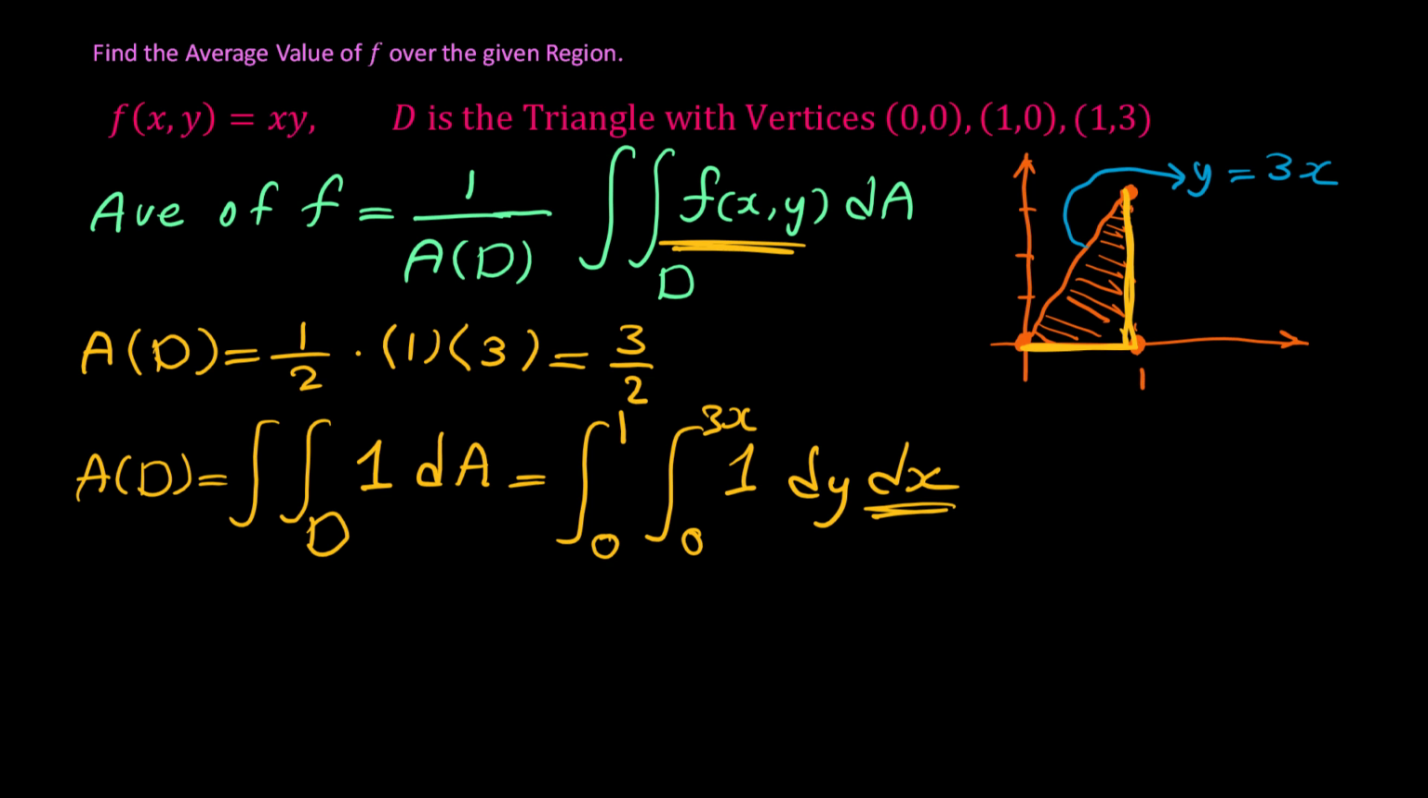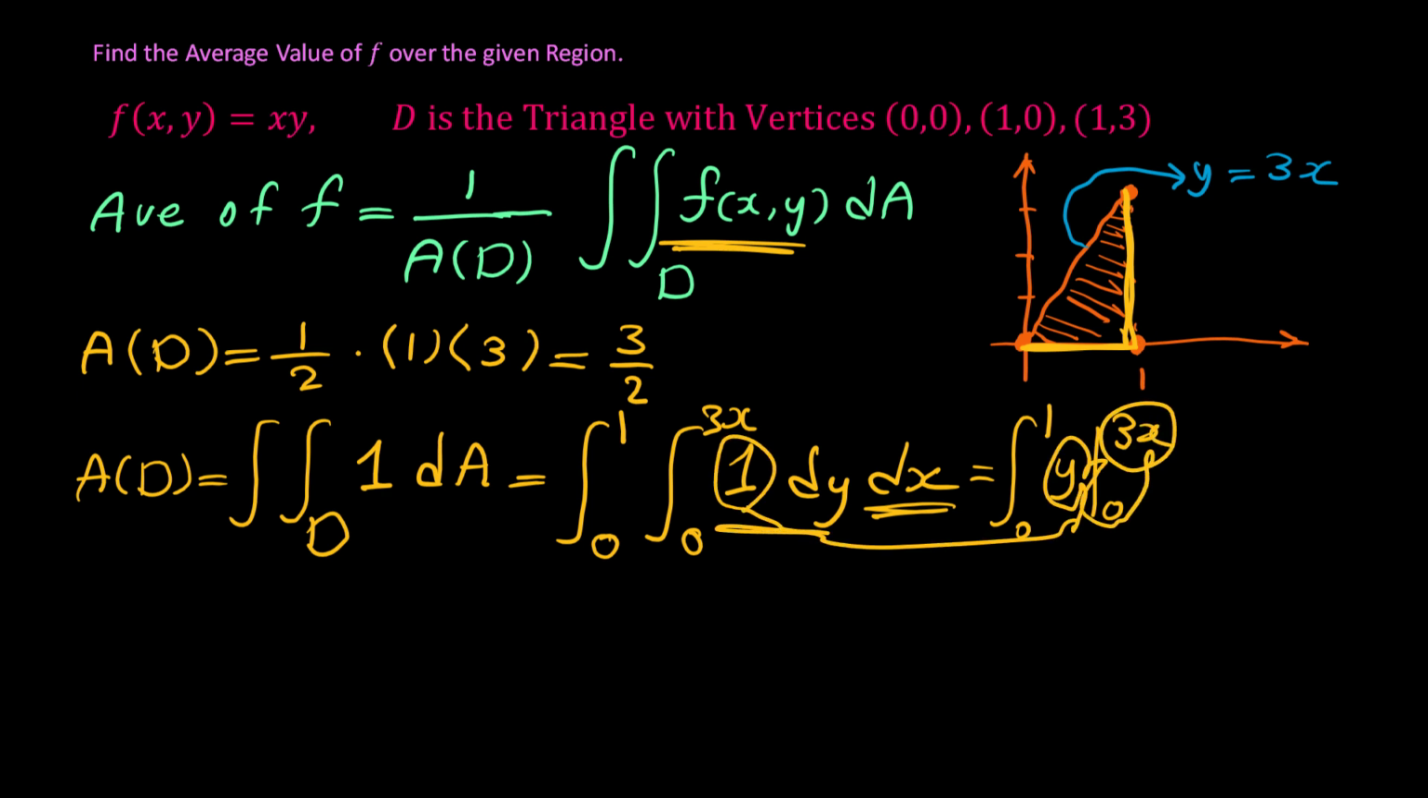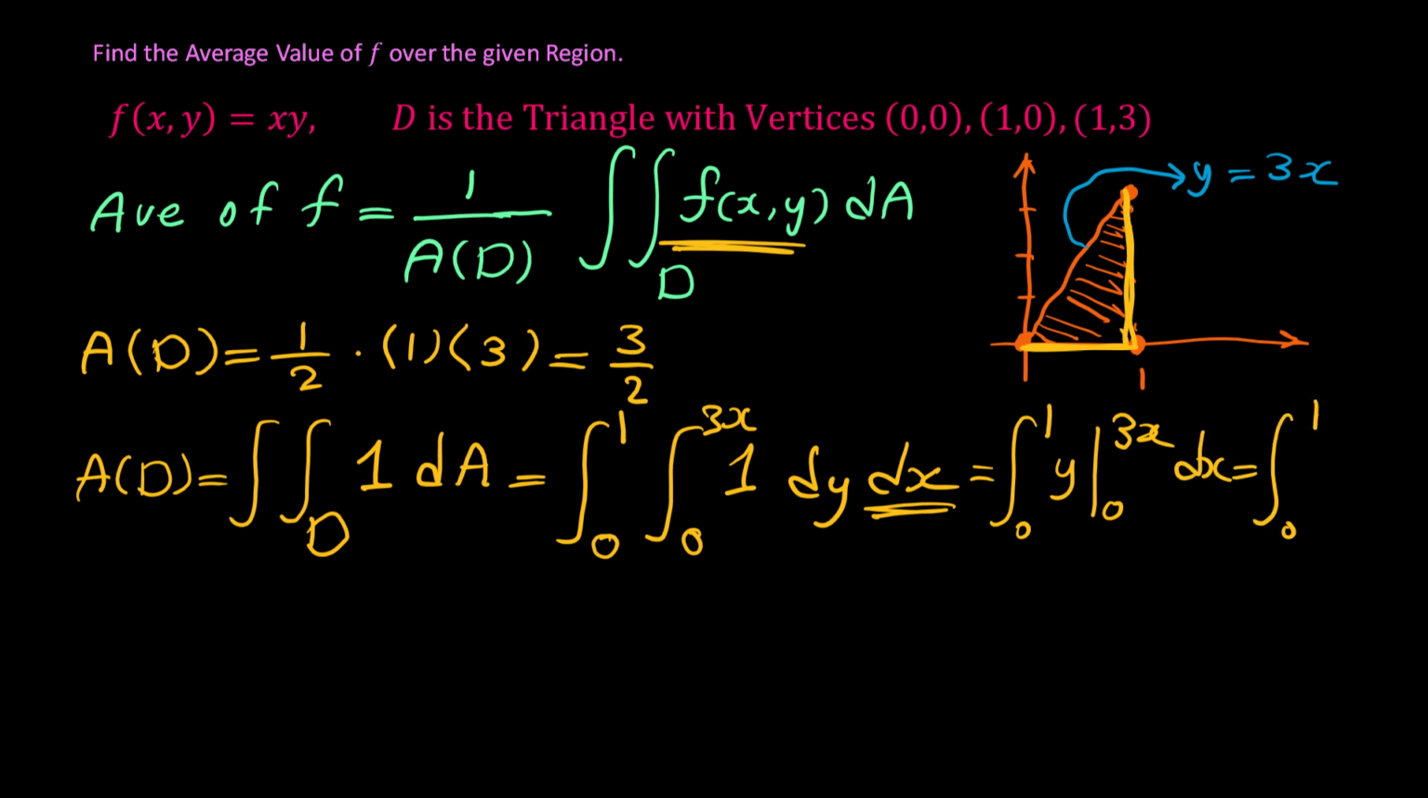Now we have to integrate 1 dy. Integral of 1 dy is y. So we have integral 0 to 1 of y, which is changing from 0 to 3x. Integral of 1 dy is y. Y is from 0 to 3x. If we plug in 3x for y, we have 3x. If we plug in 0, it's 0. So this integral equals integral from 0 to 1 of 3x dx.